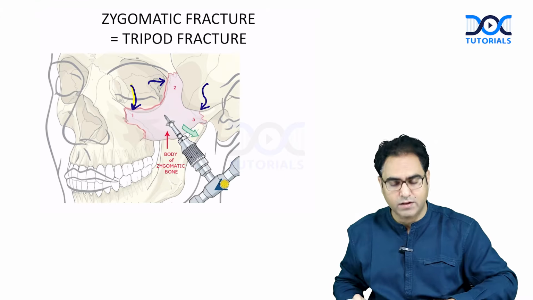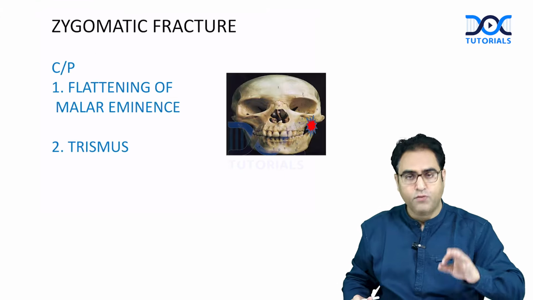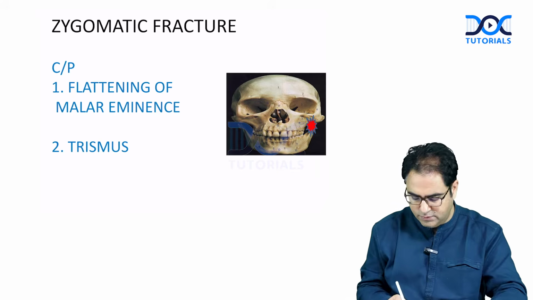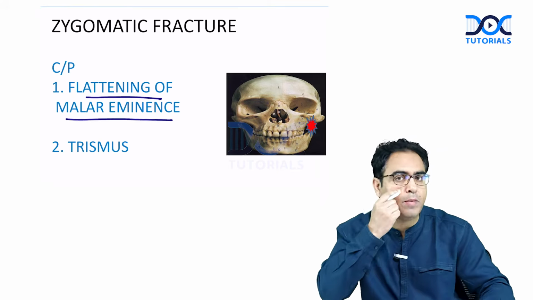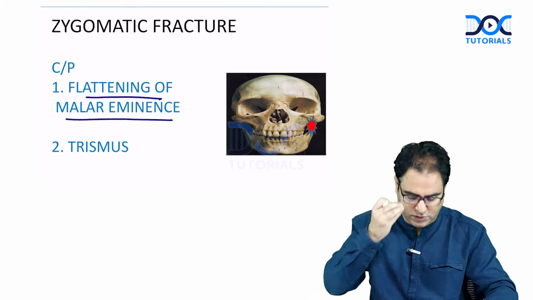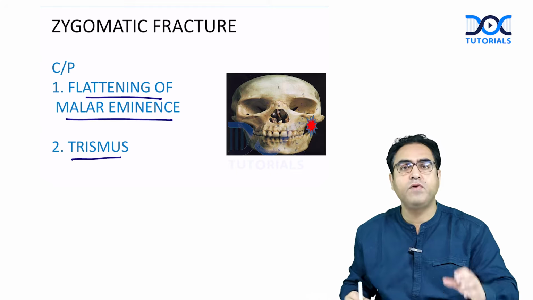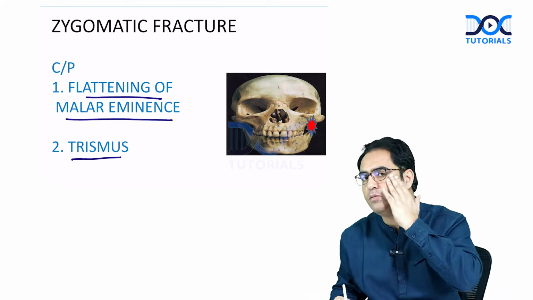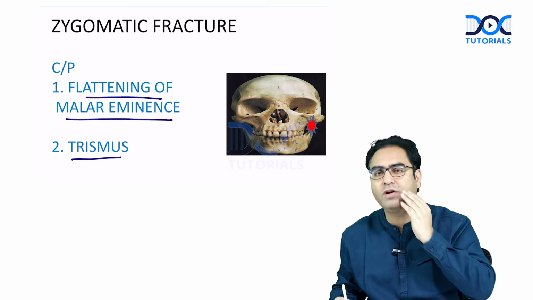Now, what are the clinical symptoms? Number 1, flattening of malar eminence. As I told you, this prominence is called malar eminence. This gets depressed. Number 2, trismus, difficulty in mouth opening. Why? Masseter muscle is over here only. Okay, so trismus is there.